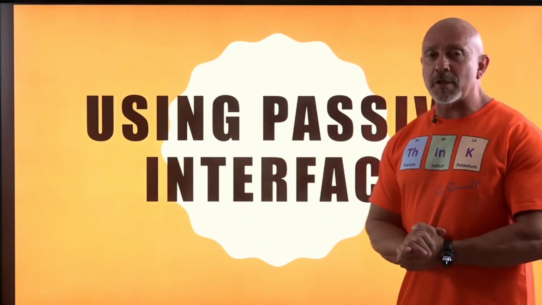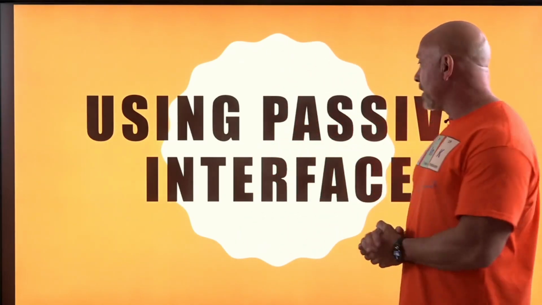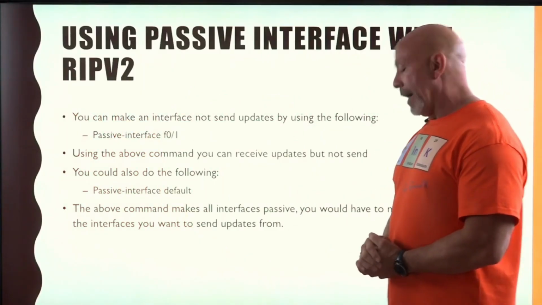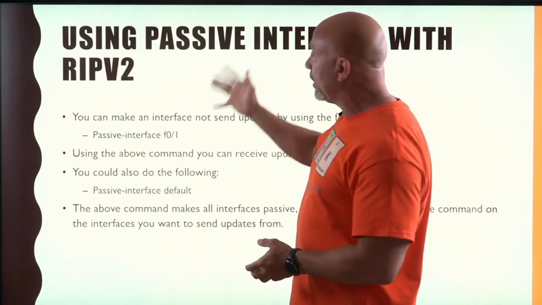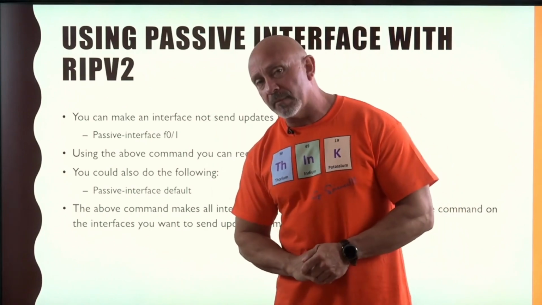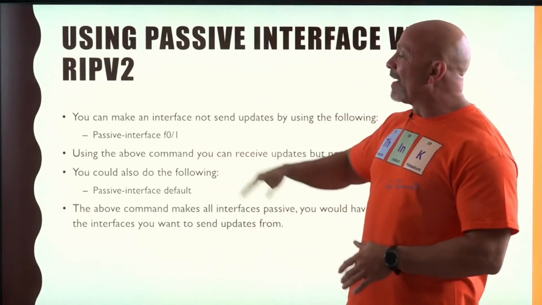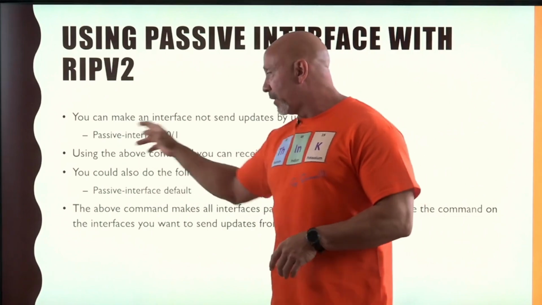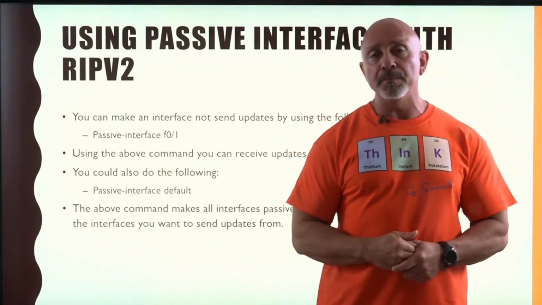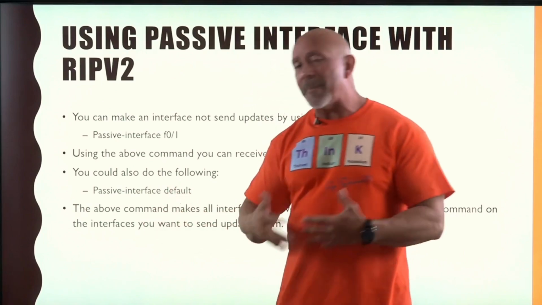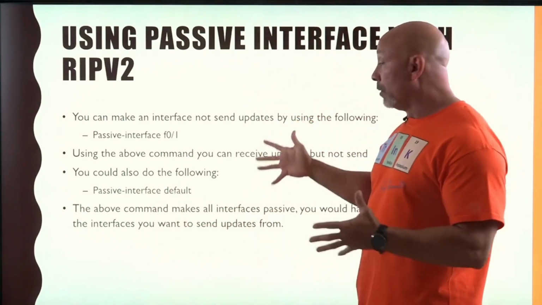All right. Passive interface. How to use it. There are many ways to use the passive interface, but we're doing it with RIP. You configure it inside RIP. And here's the command: passive-interface, and then whatever interface you want to make passive. It's completely up to you. But what does it do? What does the passive interface actually do?